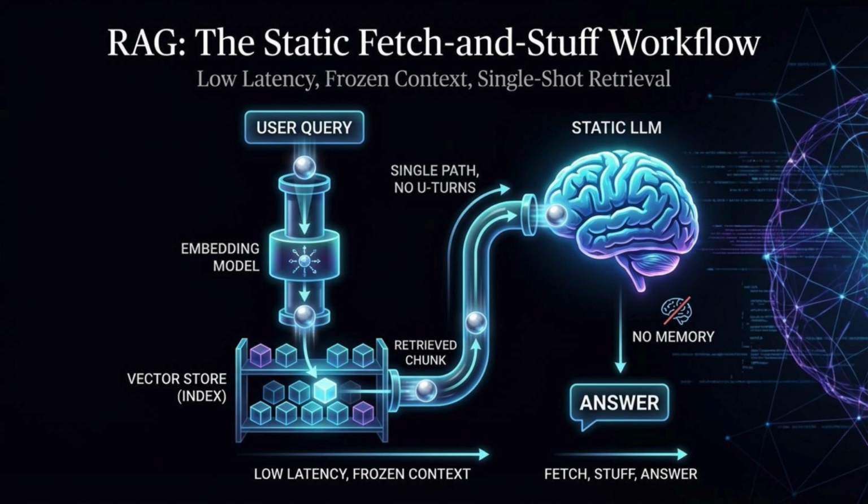Here, it shows classic RAG. The flow is simple. A user sends a query. That query is converted into an embedding which captures semantic meaning. We then search a vector database to retrieve the most relevant chunks. Then, those chunks are stuffed into the prompt along with the question. The LLM reads everything once and produces an answer. So there is one retrieval, one generation, and no iteration. That's why this is called fetch and stuff.